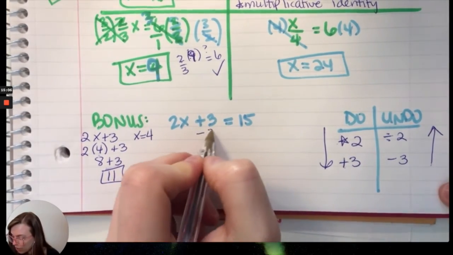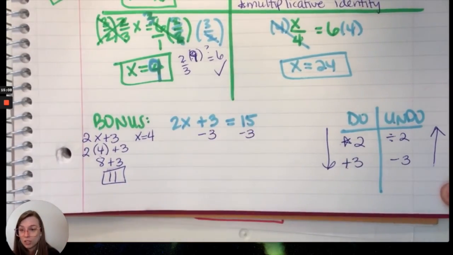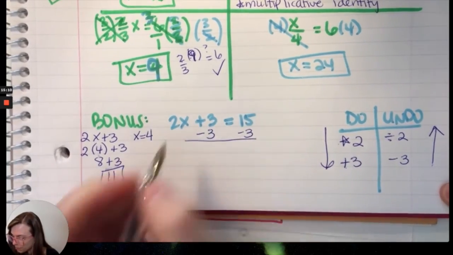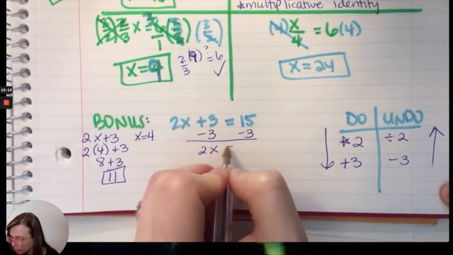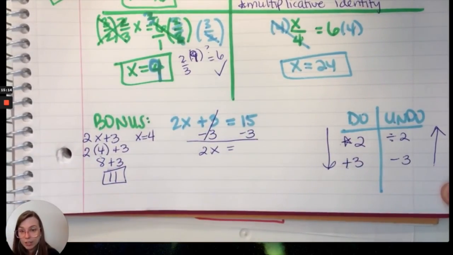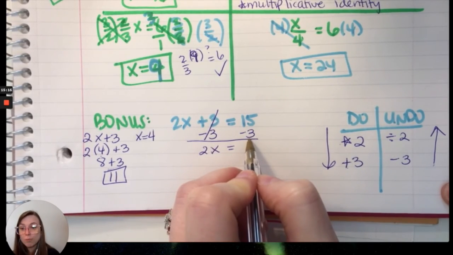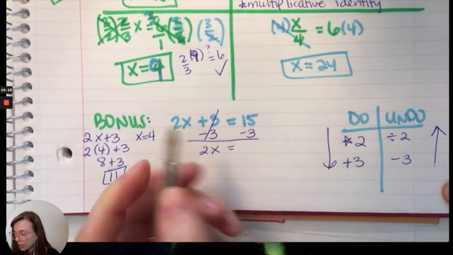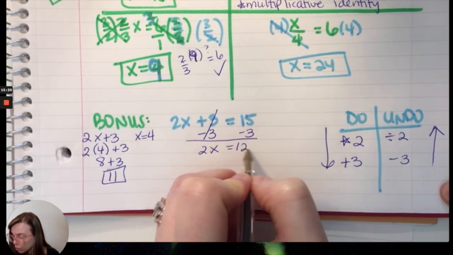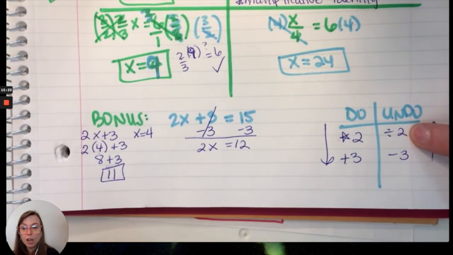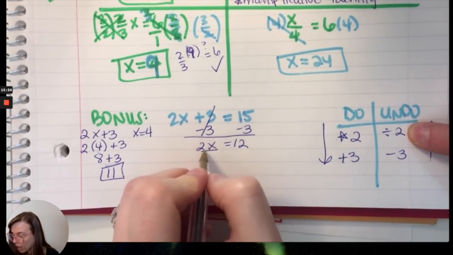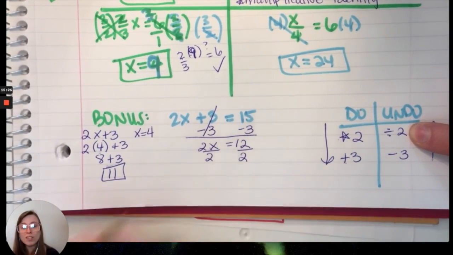So I'm going to subtract 3 from both sides first. Bring down the 2x because nothing's changed with that. My 3 minus 3 made 0. 15 minus 3, they're both constants, so they're both like terms. 15 minus 3 makes 12. Now I'm on the next undo. I'm going to divide by 2. You could have also multiplied by a half. That would be the exact same thing.